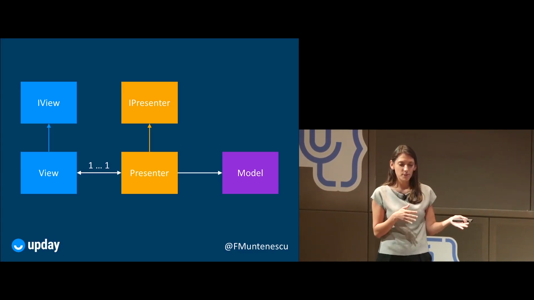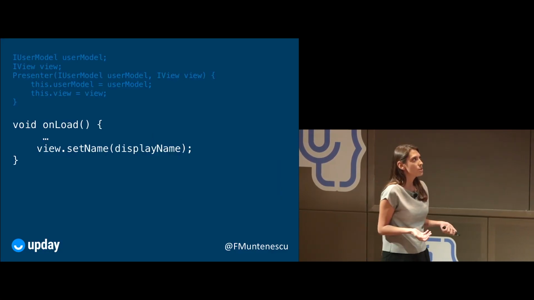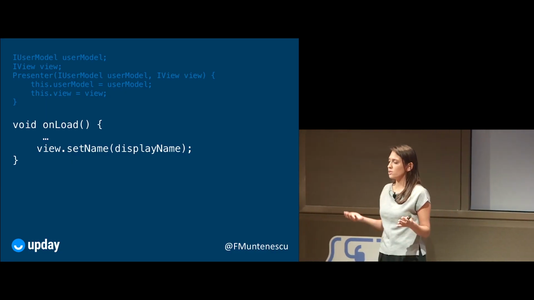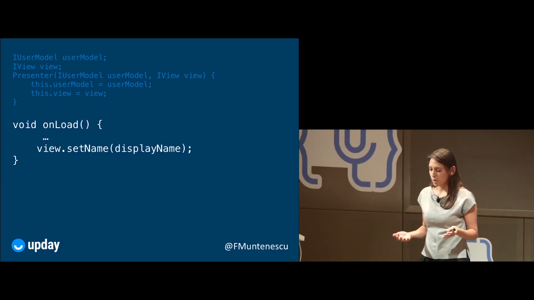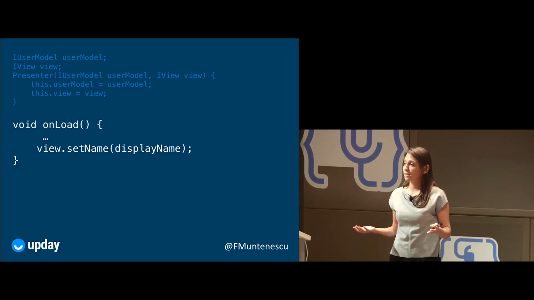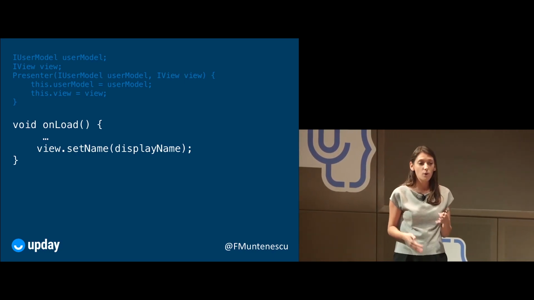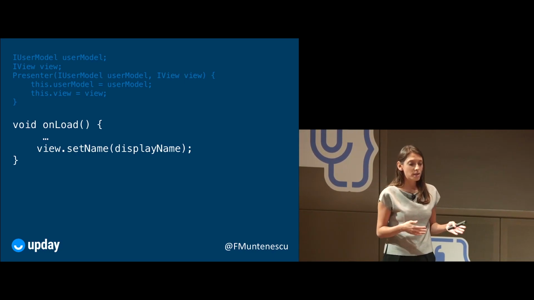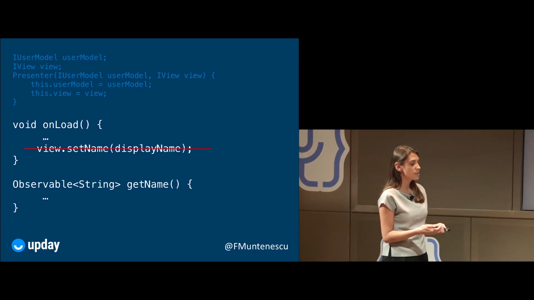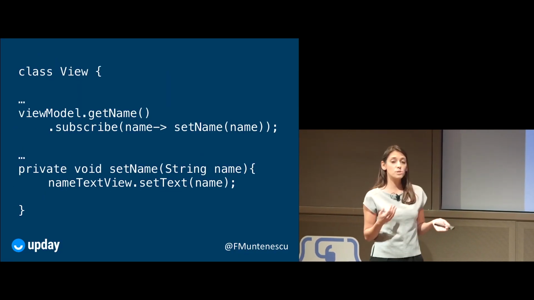Okay, but if the presenter is the producer, why should the producer know about the consumer? Why should we have the presenter actually telling the view, hey, set this name? The producer shouldn't care who consumes the data. But rather, what we should have is just a stream of events that whoever needs it, whoever wants it, can just subscribe to. So this can be done in Android in a lot of ways. One would be with the Android data binding library, but our approach is with the help of RxJava observables. So what we're doing is just exposing a stream of names, and then the view can just subscribe to it.